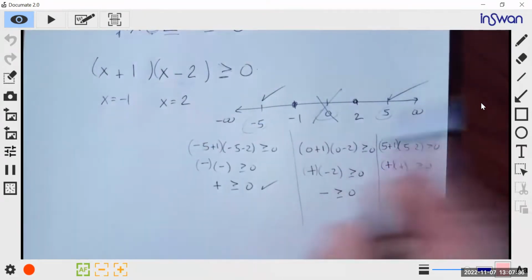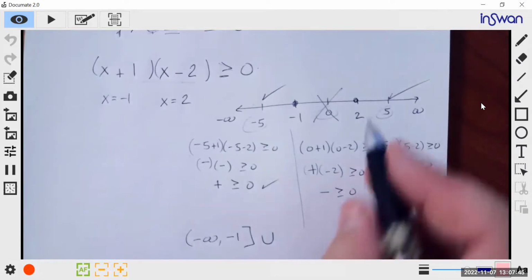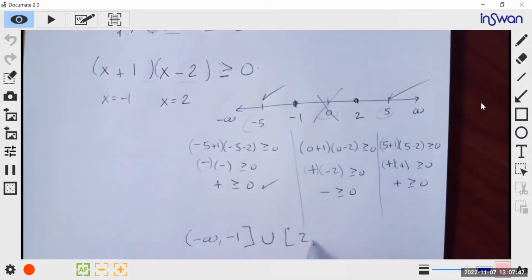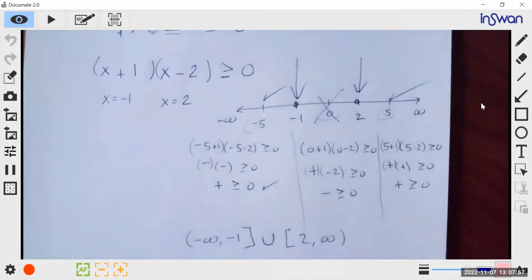The first interval goes from -infinity to -1. And the last interval goes from 2 to infinity. You have to use the critical values. Those are your intercepts.